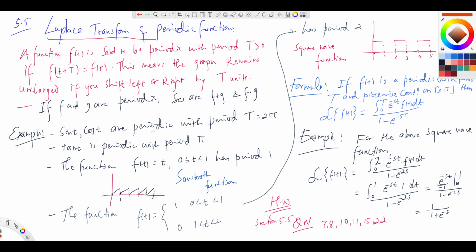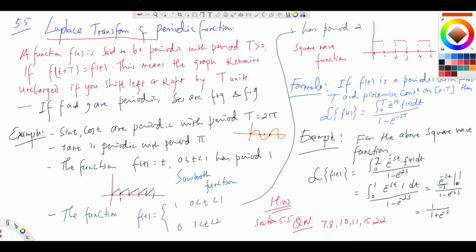Sin t and cosine t are periodic with period 2 pi. So how does the graph of sin t look like? The graph of sin t looks like this, right? So it has a period of 2 pi. This is 0 and this is pi, and this is basically 2 pi. So 0, pi, 2 pi. If you shift 2 pi units, you will get exactly the same graph. So the graph does not change. That's what the periodic function means.